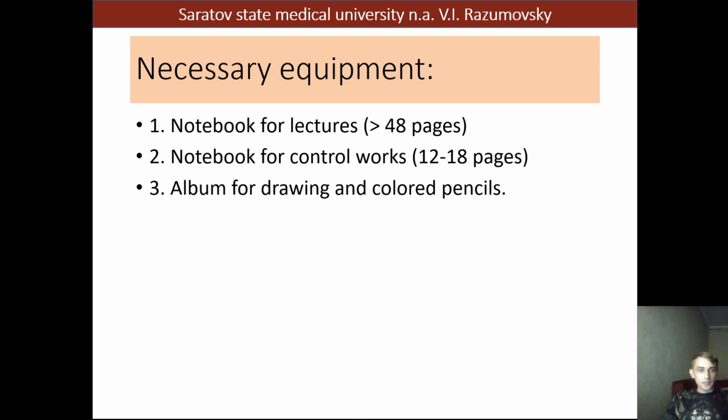Necessary equipment for my classes. First of all, you will need two notebooks. The first notebook is for lectures. It should be more than 48 pages. The second notebook should be 12 or 20 pages for control works. In our department we will have microslides and we should draw them. For drawing you need an album and colored pencils.